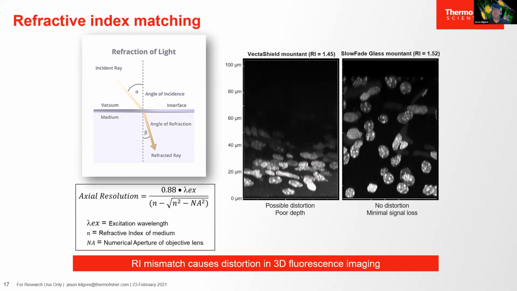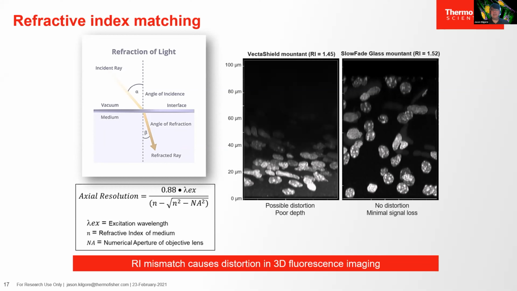And we did it. So we developed Prolong Glass and SlowFade Glass by adding additional components into the base that now gave it a refractive index of 1.52 without reducing the clarity of the solution when it has cured, in the case of Prolong Glass, and still has an anti-fade component in it that can reduce the photobleaching.